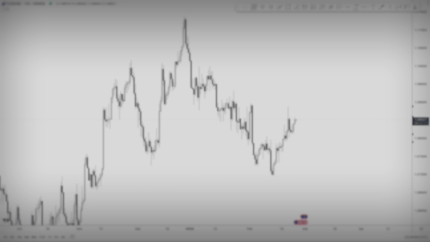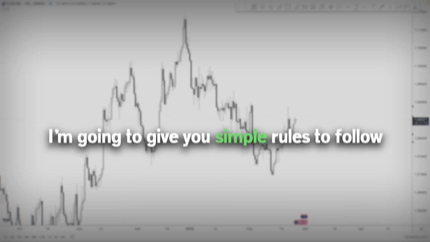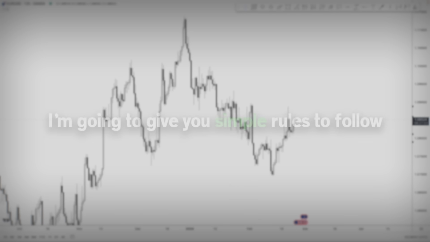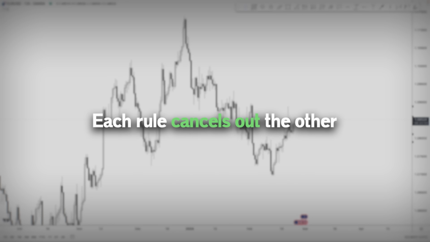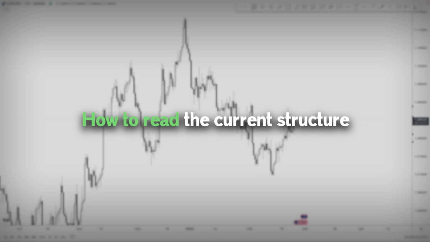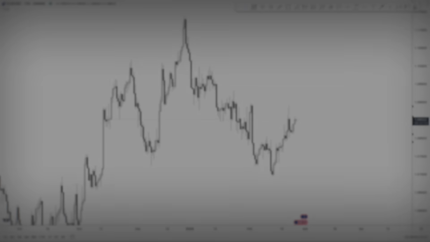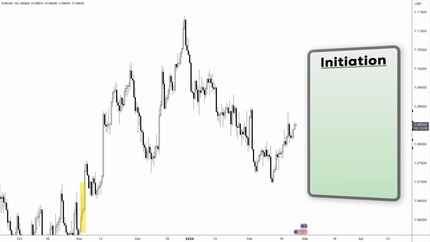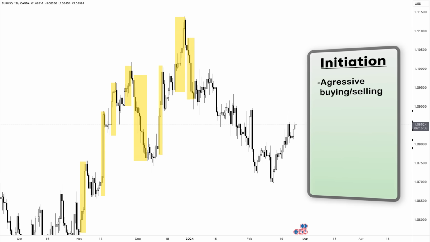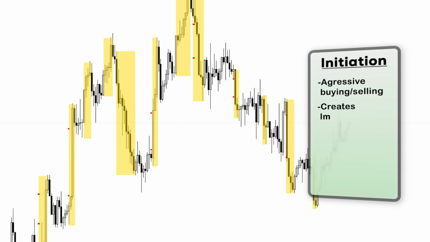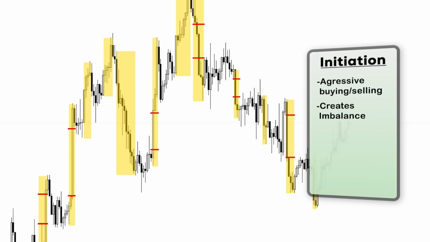So here it is. This is the market cheat code. I'm going to give you simple rules to follow to understand which structure we are in. Each rule cancels out the other, so you will always know how to read the current structure. We'll start with initiations. So the identification of initiations is aggressive buying and aggressive selling. This creates imbalance across multiple time frames.